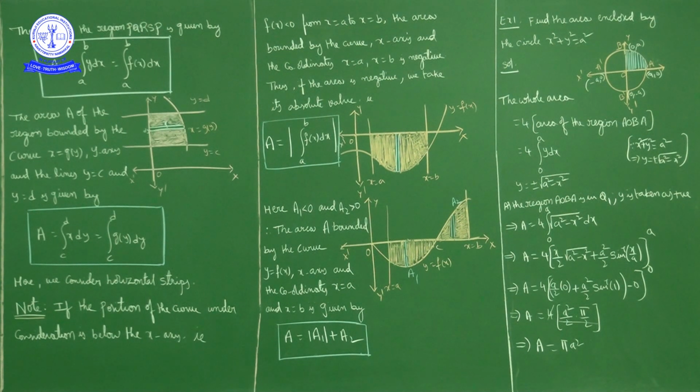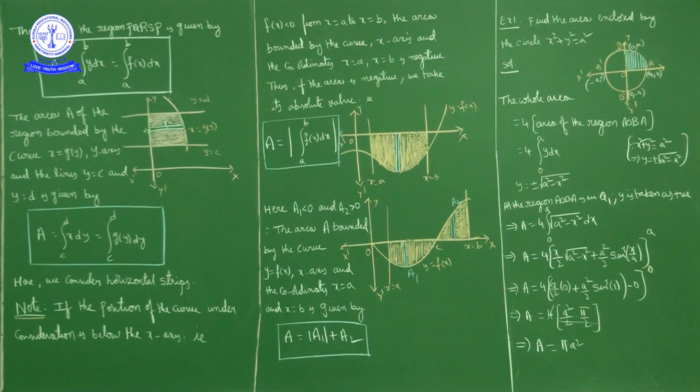Area is what? Negative. In such case, we will take its absolute value. Area is equal to its absolute value, nothing but the modulus value. For example, if you get y is equal to f of x between x is equal to a and x is equal to b, area as minus 5, in such case what we will do? Modulus of minus 5, nothing but plus 5.